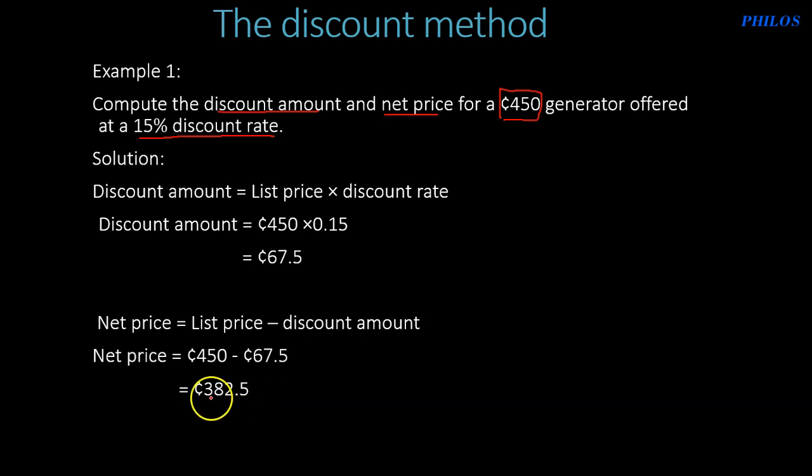So that's what you get for the net price. So this is what we are giving you out of the 450 cedis, and this is what you will finally pay after the discount, and that's it. That's what we mean by the net price. Okay, I hope that's clear.